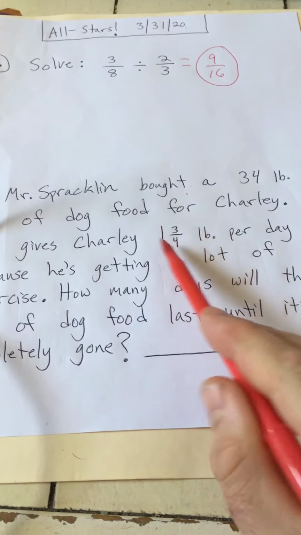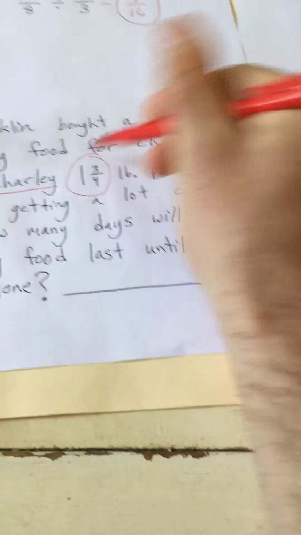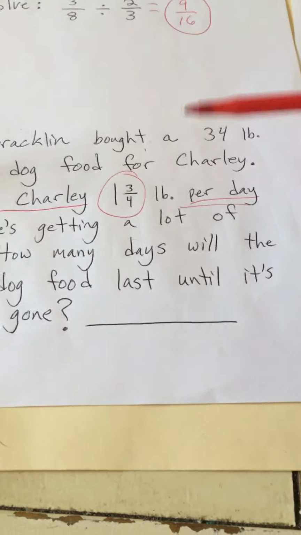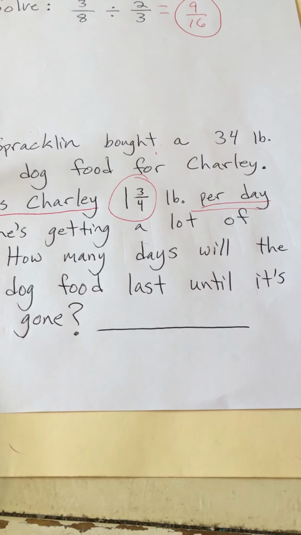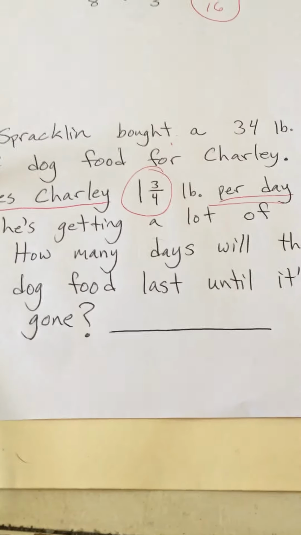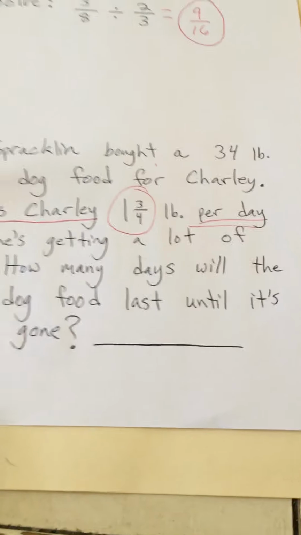I'm subtracting 1 3/4 pounds every day because he's using that much. I'm giving Charlie this much per day, so every day he's getting this. So we could do 34 and then subtract 1 3/4. That's the first day. Then subtract 1 3/4. That's the second day. Subtract 1 3/4, and we could continue doing that until we get to 0, right? That's going to take a long time.